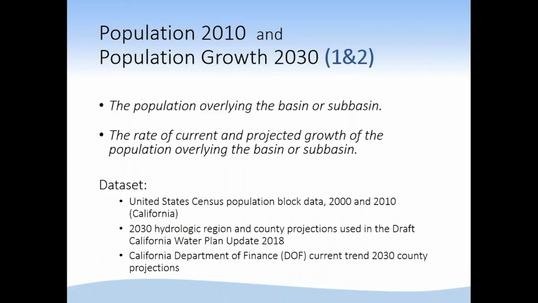When we went into the rate of current and projected growth for the population overlying the groundwater basin, we had to do a few more things. We used 2030 back in 2014, basin prioritization. So to maintain consistency between the two different prioritizations, we maintained 2030 as well in this process.